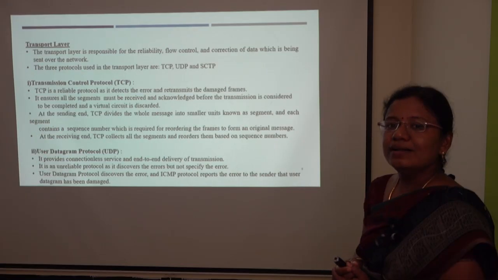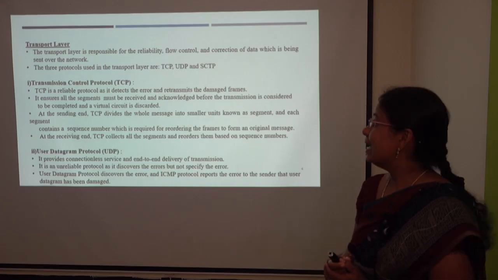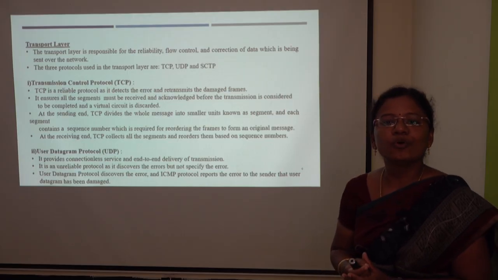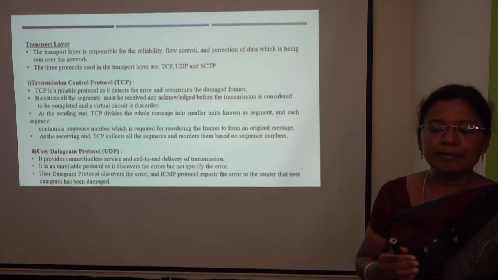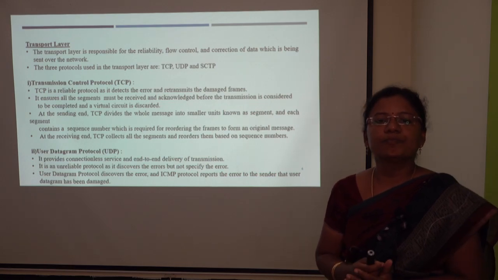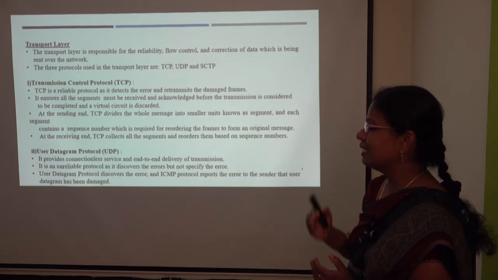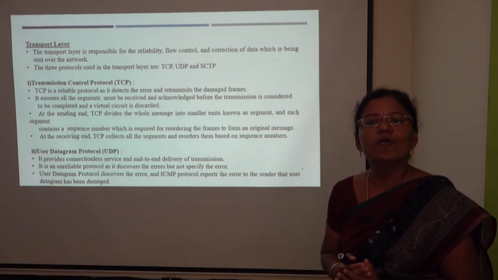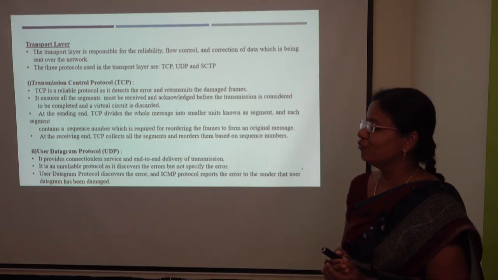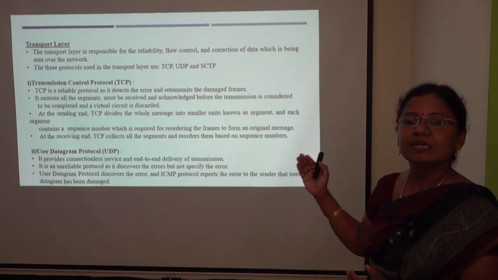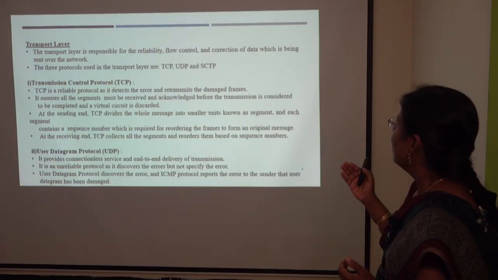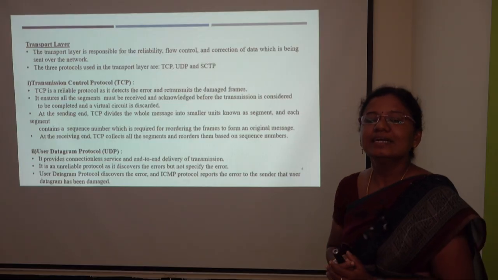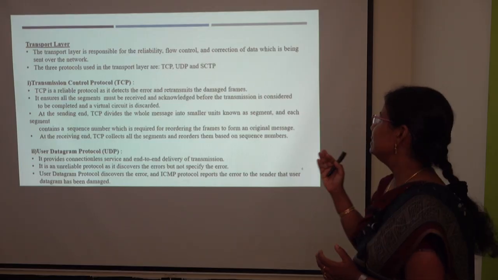The third layer of the TCP IP model is the transport layer. This layer is responsible for process-to-process delivery, that is, end-to-end delivery. In this layer, we are transmitting the data in the form of segments. This layer supports flow control, error control, and also reliability functions. The three protocols used in this layer are TCP, UDP, and SCTP.